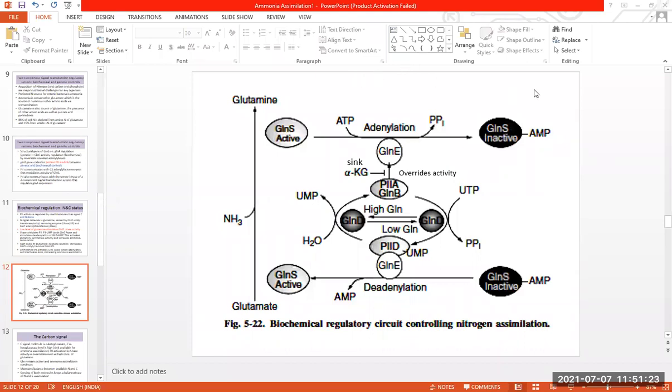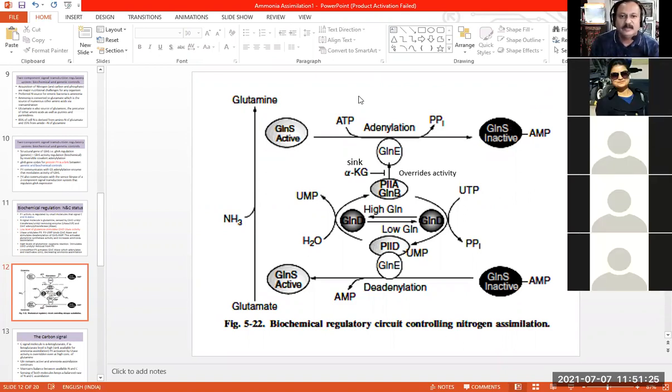Shraddha Joshi, are you prepared? Yes, sir. Okay, very good. So you can go ahead and explain to us this regulation, the biochemical regulation of glutamine synthesis.